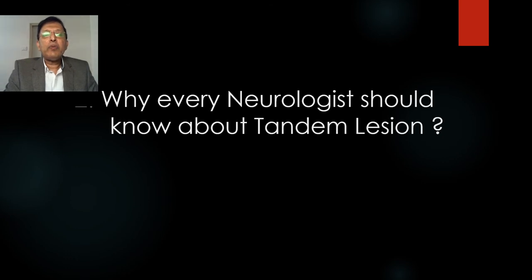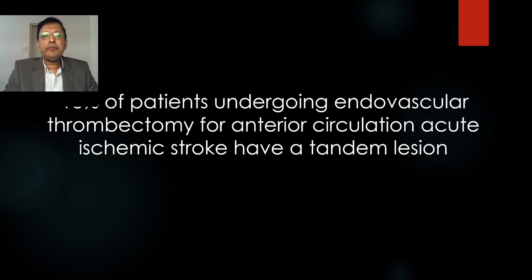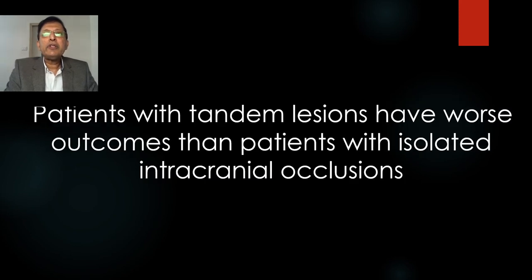The second thing which I would like to discuss is why every neurologist should know about a tandem lesion. At least 15%, at least 1/5 of the patients undergoing an endovascular thrombectomy for an anterior circulation acute ischemic stroke have a tandem lesion. So that means if you take 100 patients for endovascular thrombectomy, at least 20 people will have a tandem lesion. So we should have a clear understanding of the importance and the technical difficulties in that.